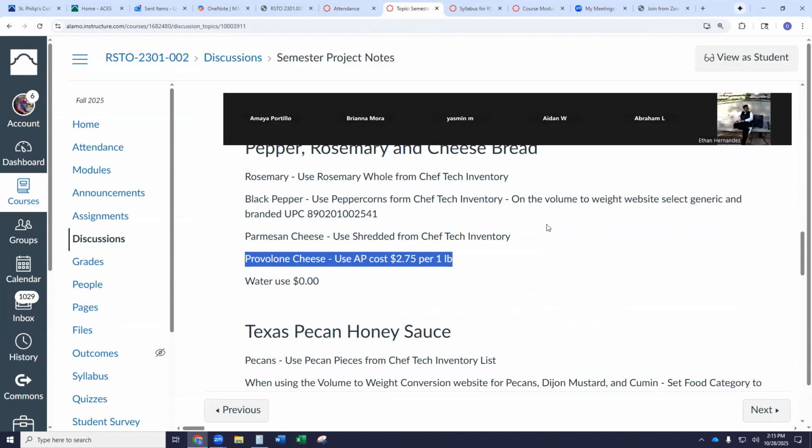Jeff Aminsky. Yes, sir. So I'm trying to figure out the provolone. Provolone in the semester notes says it's 2.75 per pound, and the recipe calls for 4 cups. 1 cup is 8 ounces. Two would be 16 ounces, or 1 pound.